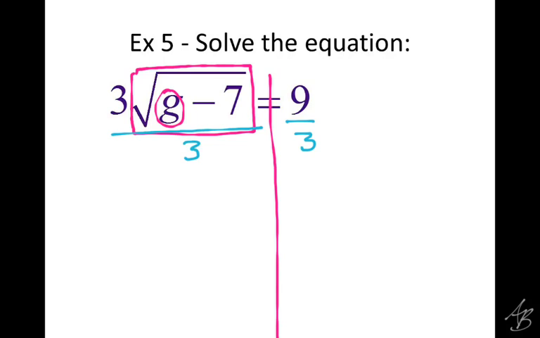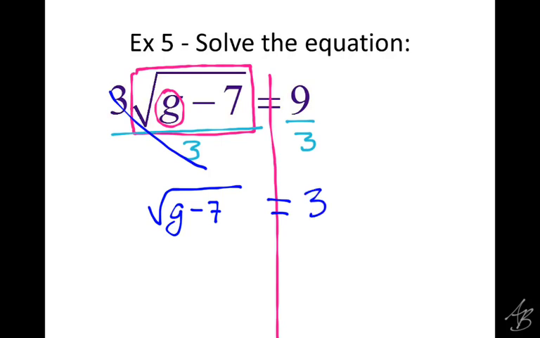The 3's on the left cancel, which leaves what? Good. Square root of g minus 7. Make sure you don't forget the square root. A lot of people, when they cancel the 3's, forget about the square root coming down here, and that's not good. We need to make sure we have the square root on there also. 9 divided by 3 is 3.